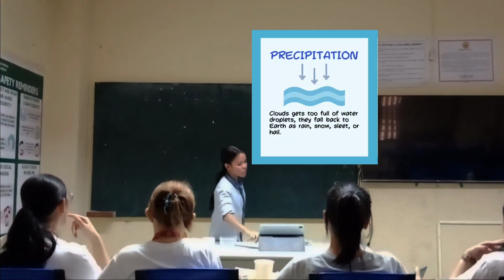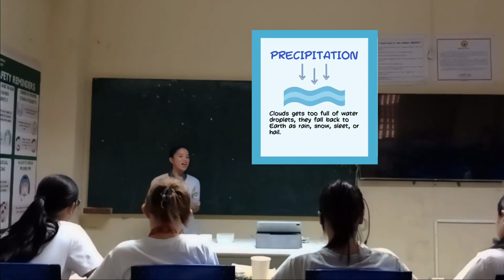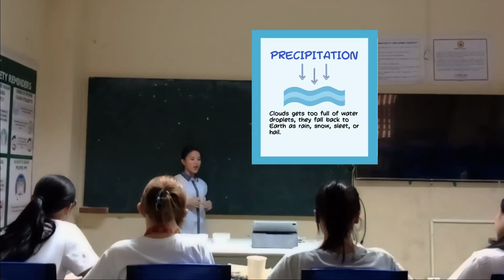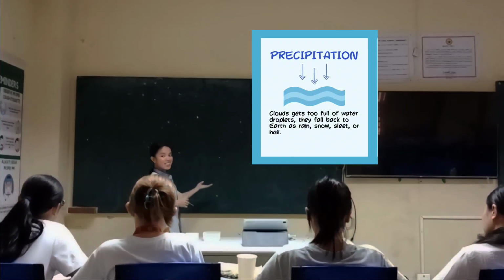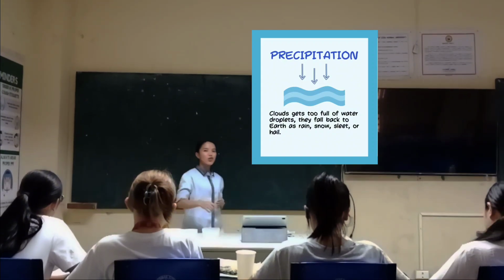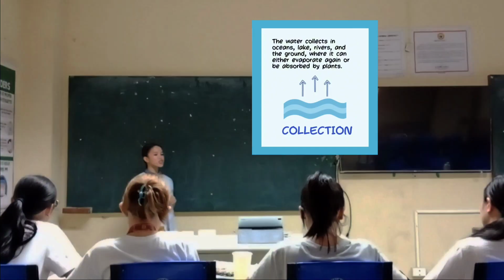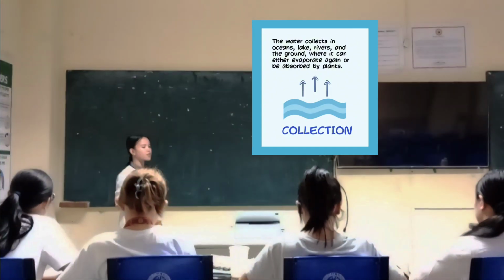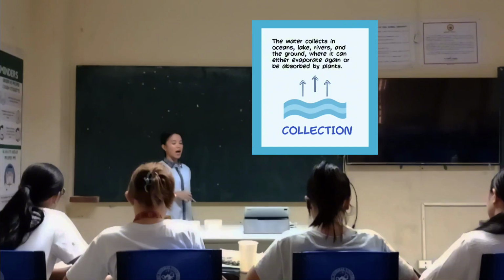Next is precipitation. When the clouds get too full of water droplets, they fall back to earth as rain, snow, sleet, or hail. This is called what? Precipitation. The last stage is collection. After precipitation, the water collects in oceans, lakes, rivers, and the ground, where it can either evaporate again or be absorbed by land.